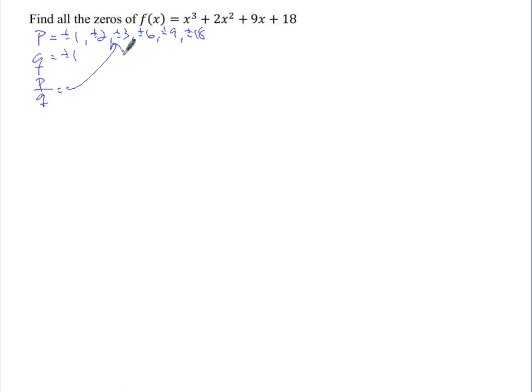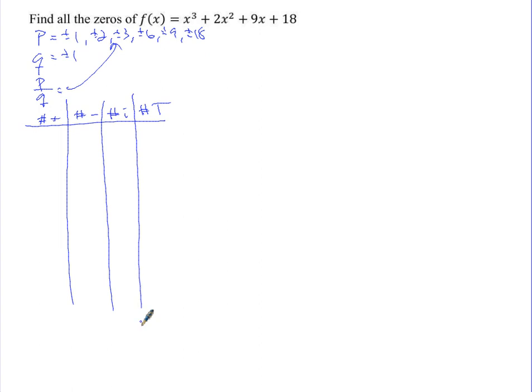Make your Descartes' rule of signs. So number of positive, number of negative, number of imaginary, number total. I have no idea how I write so fast. It's probably because my handwriting is terrible.